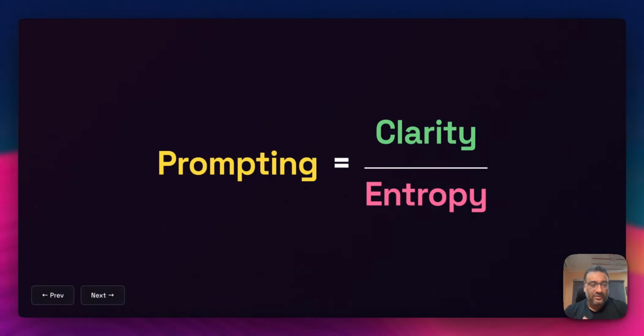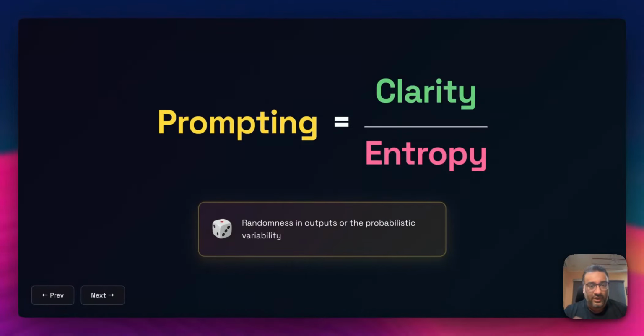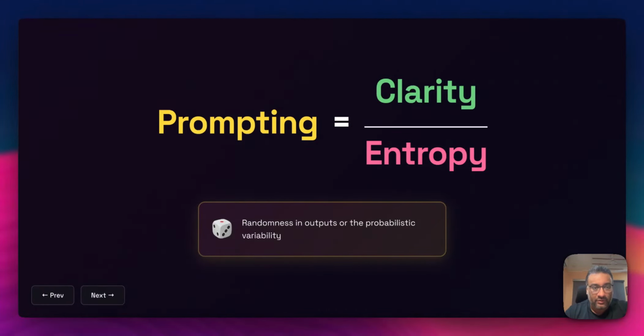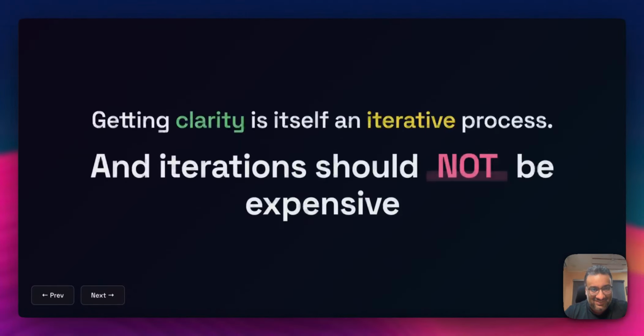So if I have to put this in a very simple equation, it becomes: prompting is clarity divided by entropy. And entropy here is nothing but the randomness in the output that you see from the AI. So if you have very good clarity, you will reduce your entropy and you get better at prompting. But getting clarity itself is an iterative process.